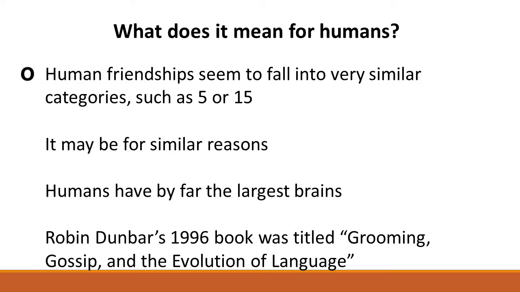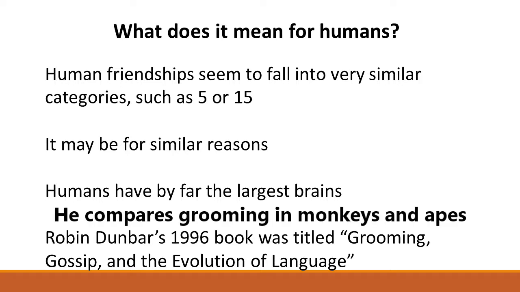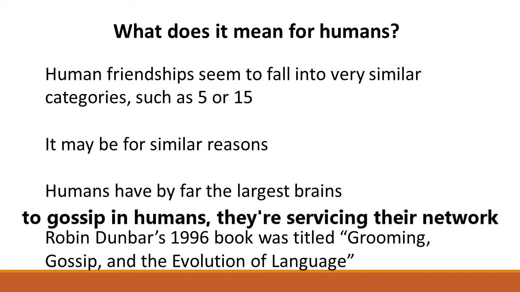Human friendships seem to fall into very similar categories, such as the 5 intimate friends and the 15 best friends. And it may be for similar reasons. Humans have by far the largest brains. And Robin Dunbar's 1996 book was titled Grooming, Gossip and the Evolution of Language. He, in effect, is comparing grooming in chimpanzees, in monkeys and apes, to gossip in human beings.